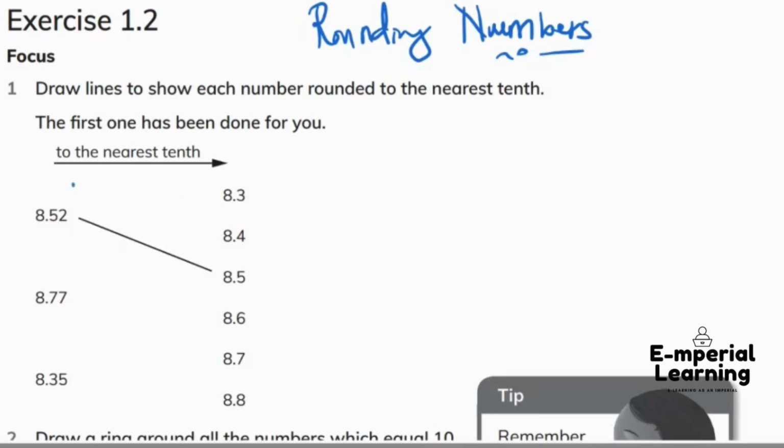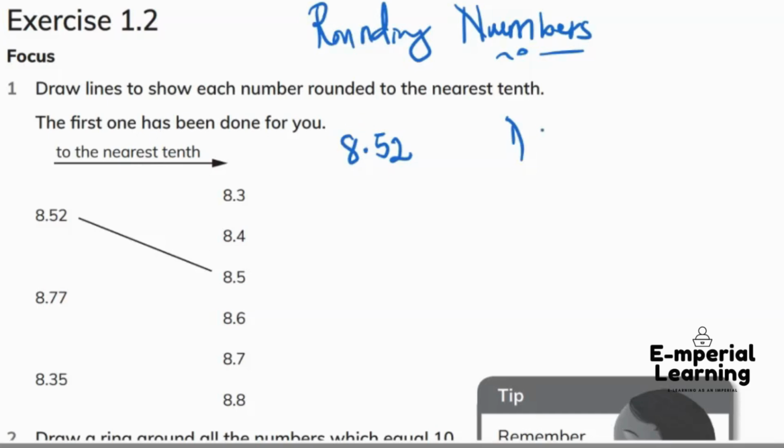It says in this particular question, the first one has been done for us, which is we rounded 8.52 to the nearest tenth. So let's use this to explain what rounded numbers are. We have 8.52. The first thing you want to consider when rounding numbers is the place value that you are to round to. Here you were asked to round to the nearest tenth.